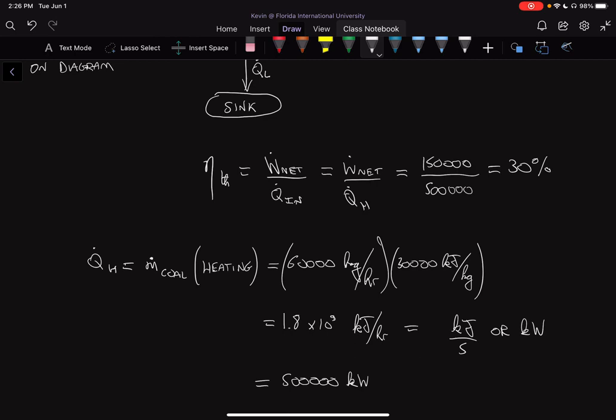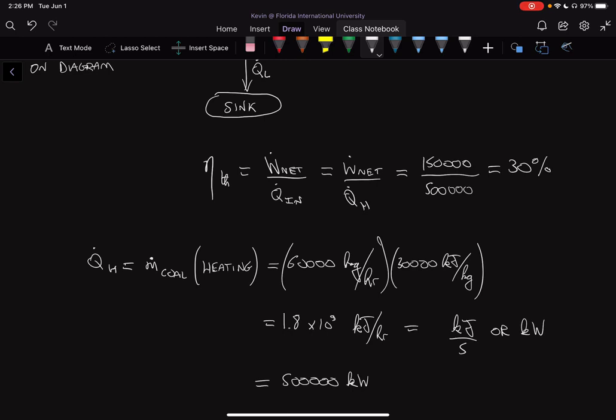So you can see how from finding Q dot H, we actually have a thermal efficiency of 30% for our plant. We haven't gotten 100% of the energy from the heat coming in directly to the work dot net. The other energy is going to Q dot L.